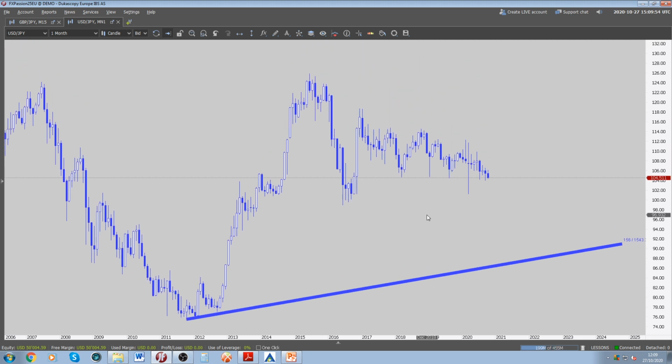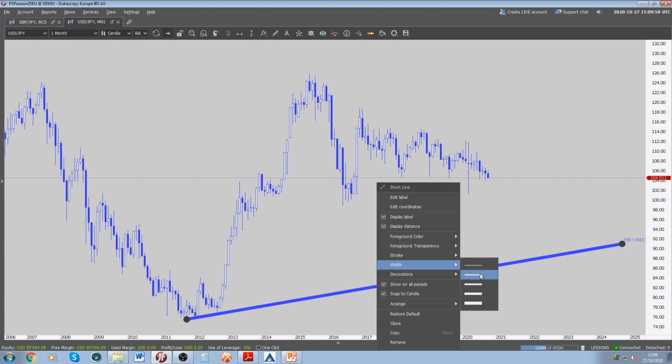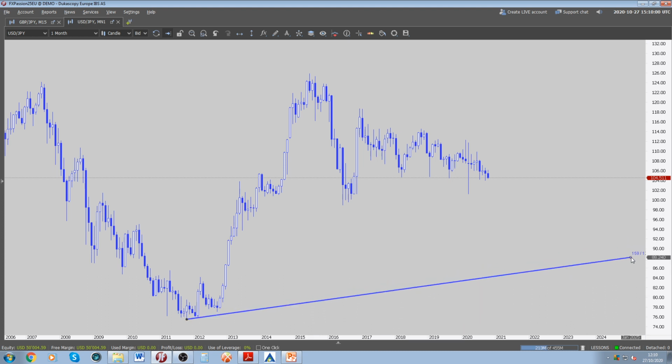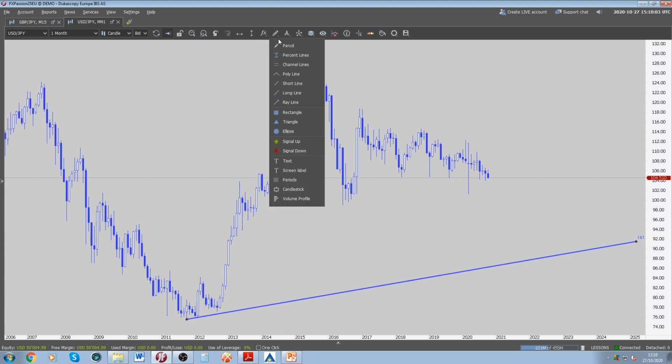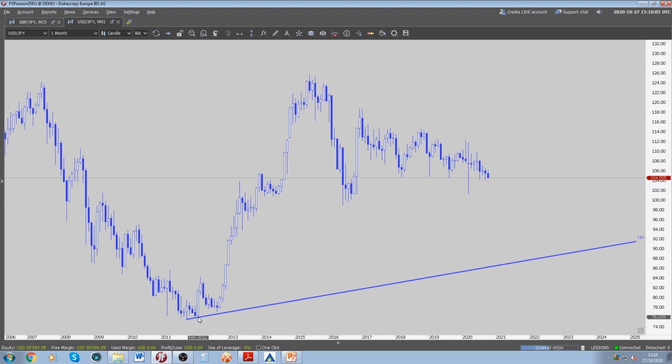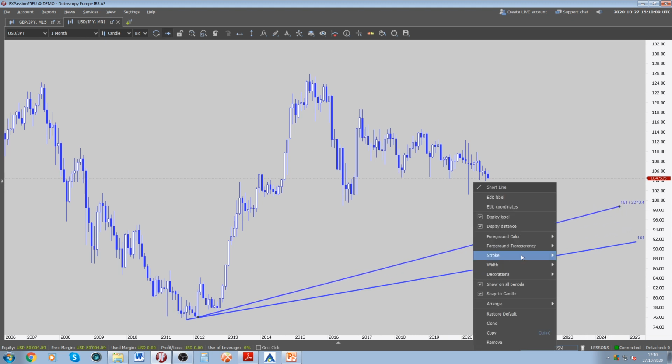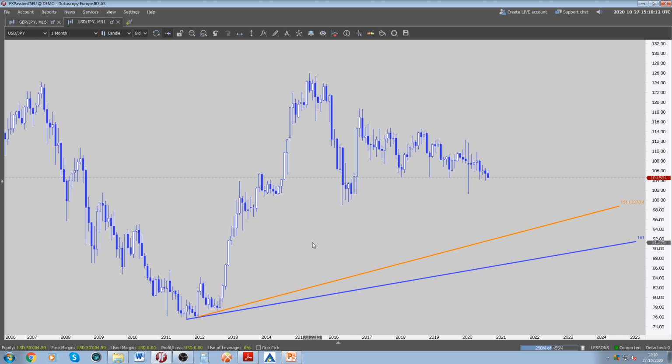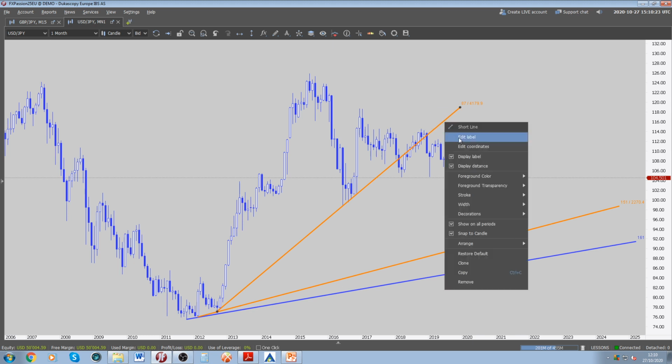So, USD JPY monthly chart, let's make it thicker. This would be the long-term trend line, from the previous low to the next low. This would be the medium-term trend line. And remember, we learned you must not break the candles or the wicks. This would be another one, the short term.